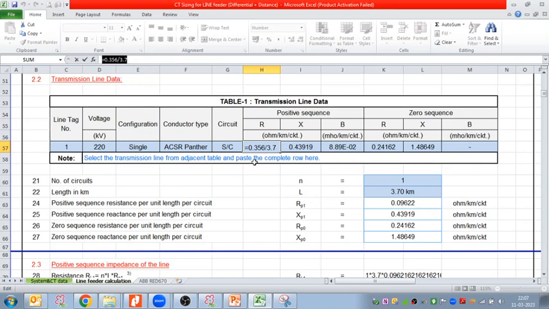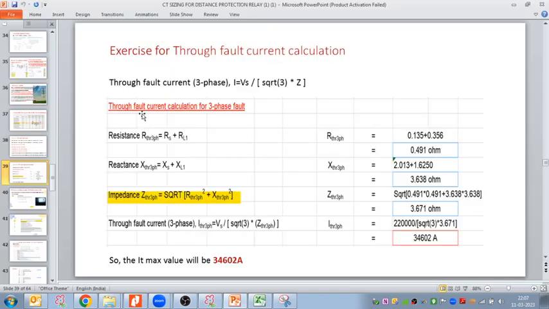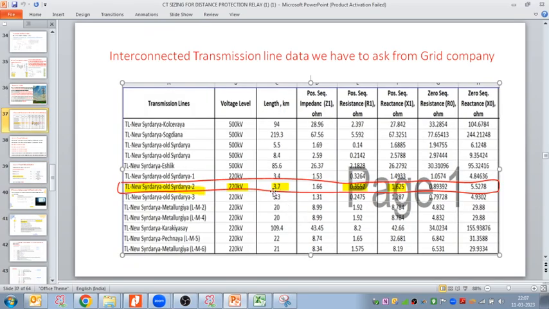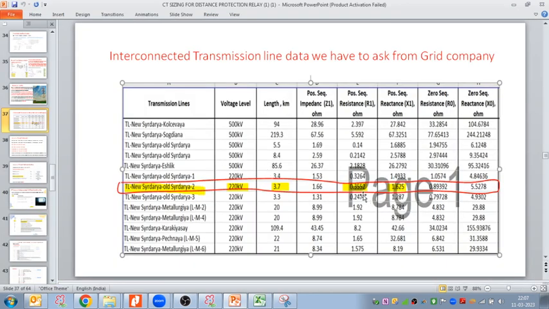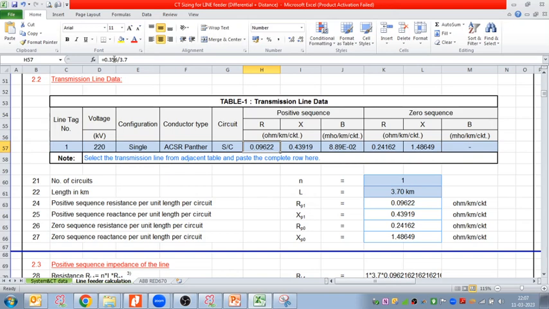The total length is 3.7 kilometers. The total resistance we have is 3.55, 3.56. So we calculated the per kilometer resistance here: total resistance divided by the total length of the transmission line, 3.7 kilometers. It gives the R per kilometer or the X per kilometer.